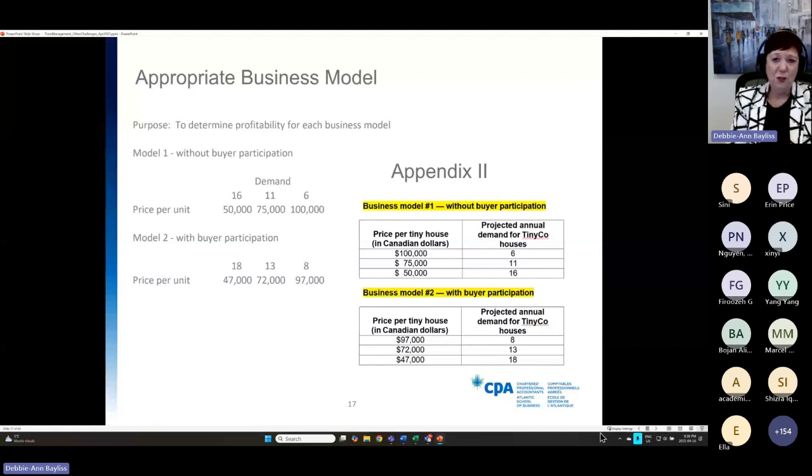So off to the other side of the slide, this is what you could put in Excel. So always put the purpose and then just extract the information that's given to you. So we've got model 1 without the buyer participating. We've got the different units with the different prices, okay? Do not start to calculate.